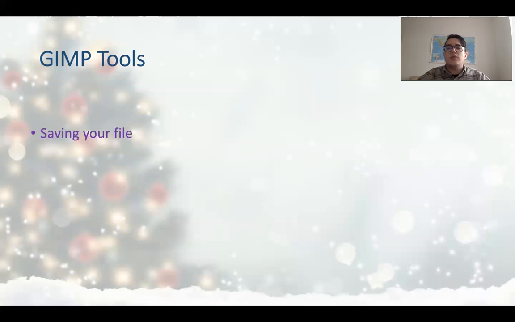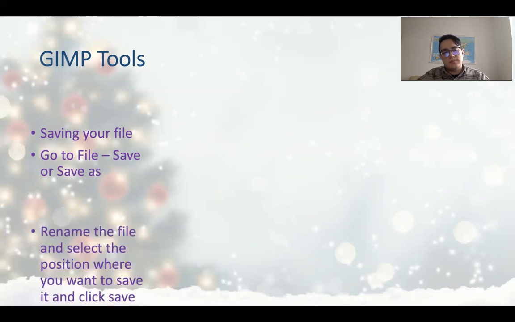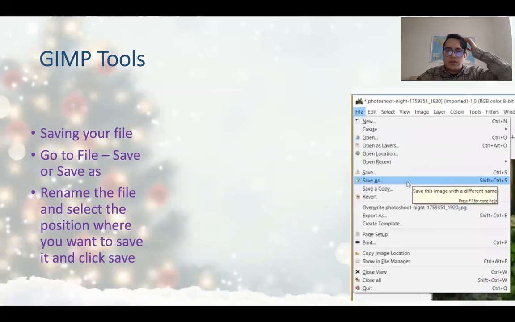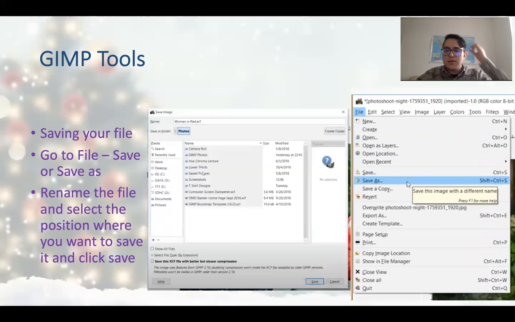Saving your file. How can you save your file? Go to File, Save, and Save As. Rename the file, select the position where you want to save it and click Save. So this is how you can save as. You just click Save As and select where you want to save it, and you select the name, of course, on the top here. Then you just click on Save and it will be saved for you.